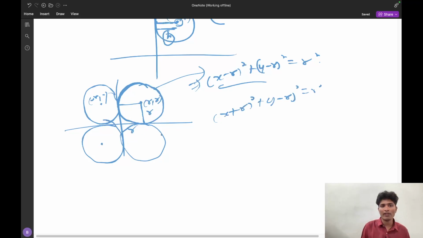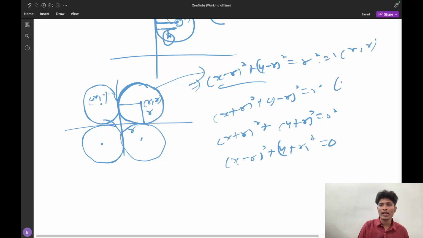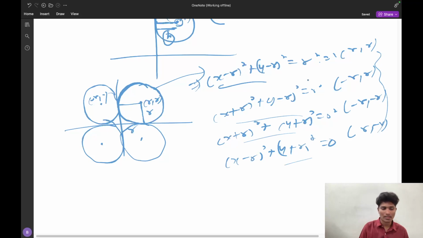In the third quadrant, you will get both negative. That is (x plus r) whole square plus (y plus r) whole square is equal to r square. At the fourth quadrant, you will get (x minus r) whole square plus (y plus r) whole square is equal to r square. What is changing here? Here the center is r comma r, here the center is minus r comma r, here the center is minus r comma minus r, here the center is r comma minus r. So because of changing the center, we have changed the equations of circles.